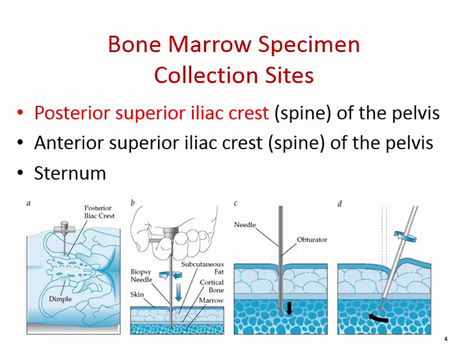What part of the pelvic bone? Number one area is the posterior superior iliac bone. The posterior superior iliac bone is right up here. That's number one. If this is not a good site for whatever reason, then you are going to use the anterior superior iliac bone, the one on the front part. That's a good place to draw bone marrow as well. If you don't have either of those two options, then you can go to the sternum.